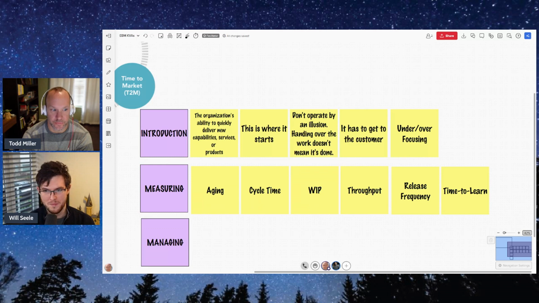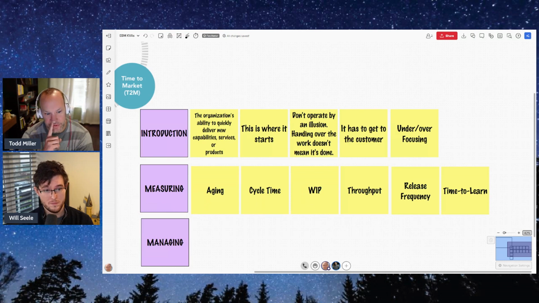Yeah, for sure. I mean, it could really make all your other KVAs irrelevant if you're not getting it to the customer. So I think that back to your original point, this is where it starts. I think we're kind of zeroing in on that.